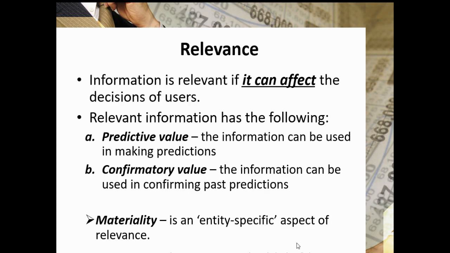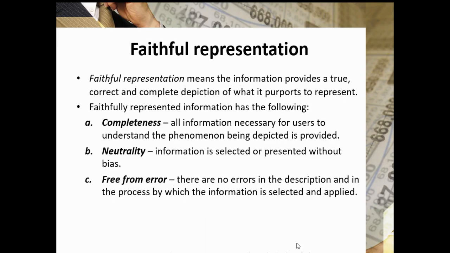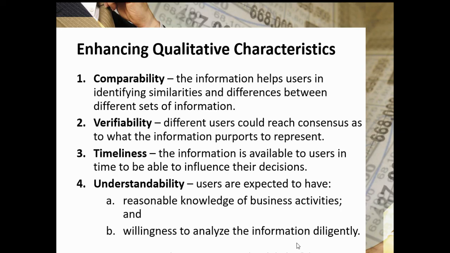So, nabanggit ko na to kanina. So, relevance. So, information is relevant if it can affect the decisions of users. So, meron dalawang value, predictive value and confirmatory value. Predictive value, the information can be used in making predictions. Confirmatory value, the information can be used in confirming past predictions. So, materiality is an entity-specific aspect of relevance. So, nabanggit ko na rin to kanina, yung faithful representation and yung enhancing qualitative characteristics.